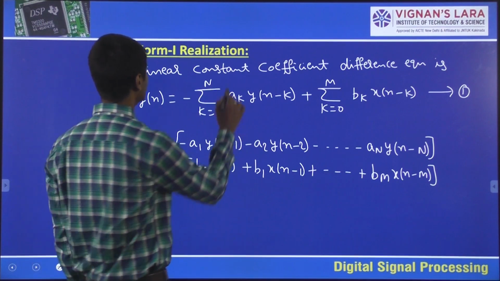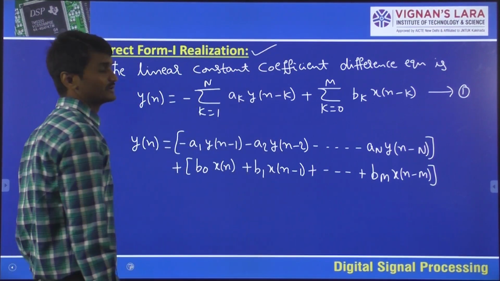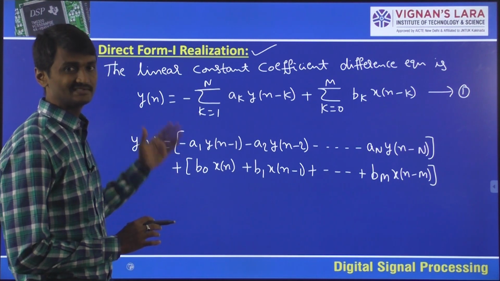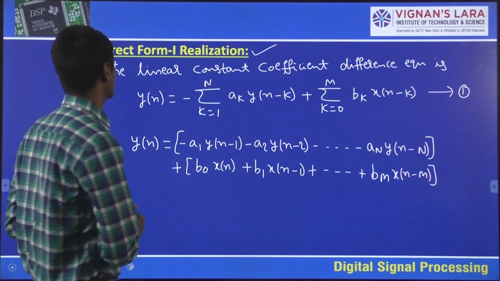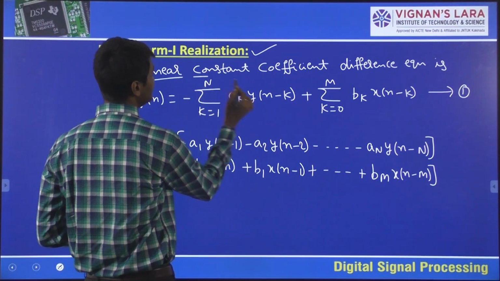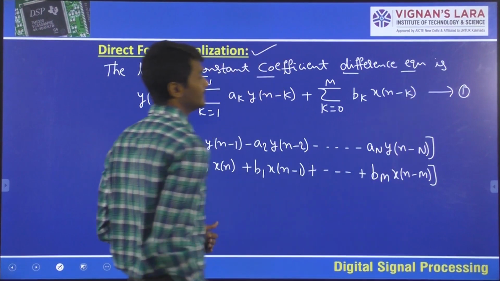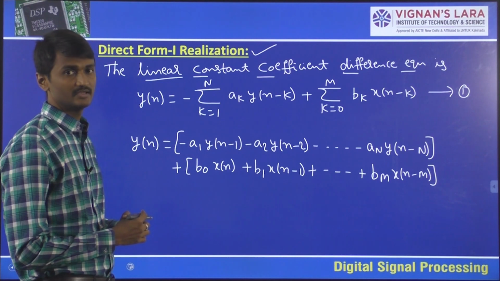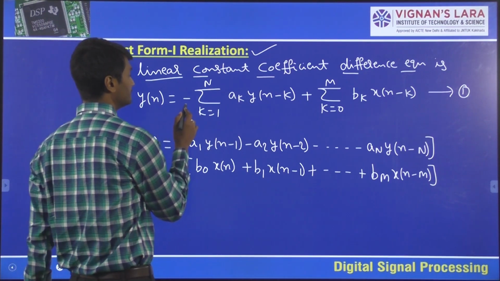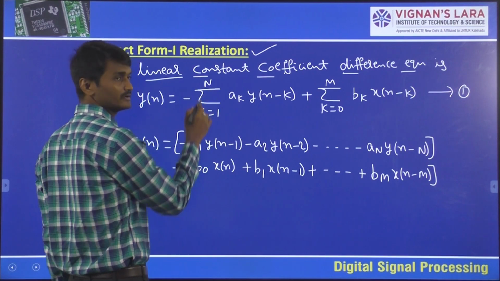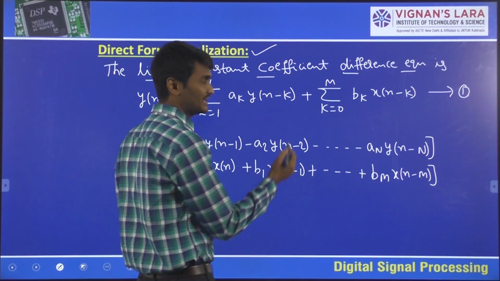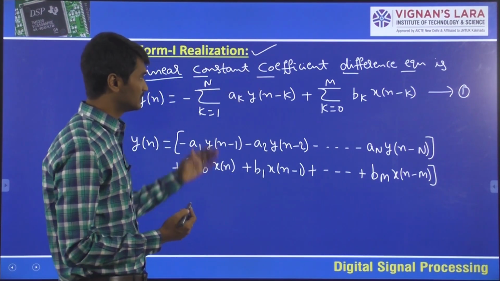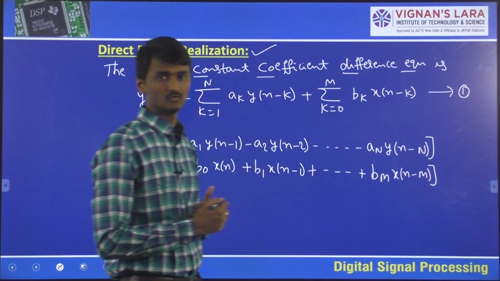So the first one is direct form 1 realization, that is, the realization structure of an IIR filter using direct form 1. Okay. So we know the Nth order LCCDE. The linear constant coefficient difference equation is y of n equals minus sigma k equals 1 to N a k y of n minus k plus sigma k equals 0 to M b k x of n minus k. Let us consider this as equation 1.